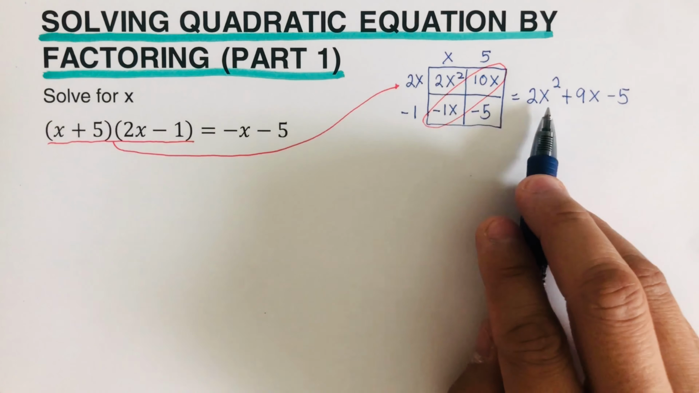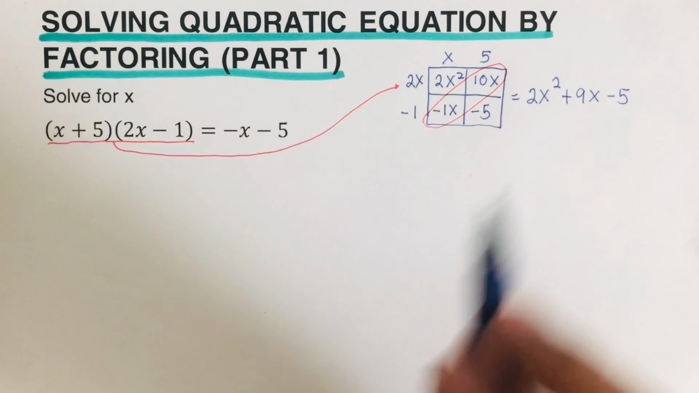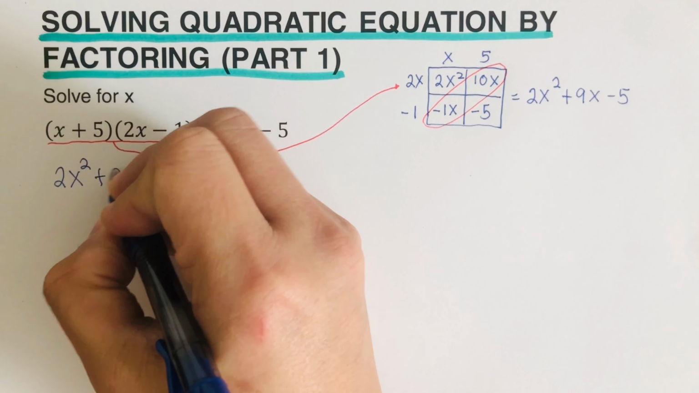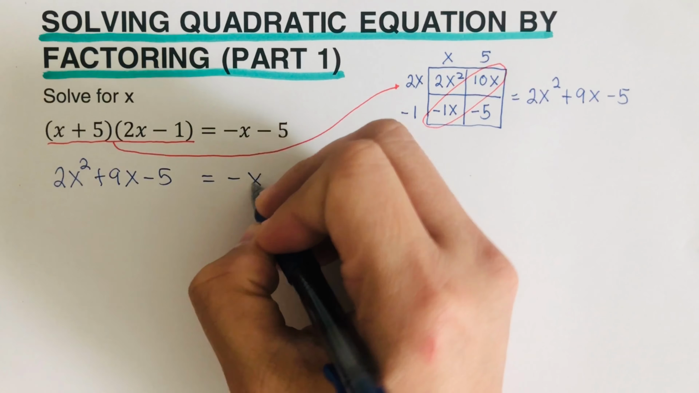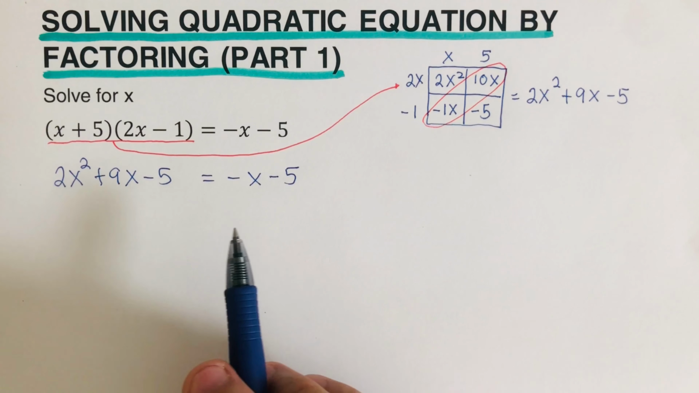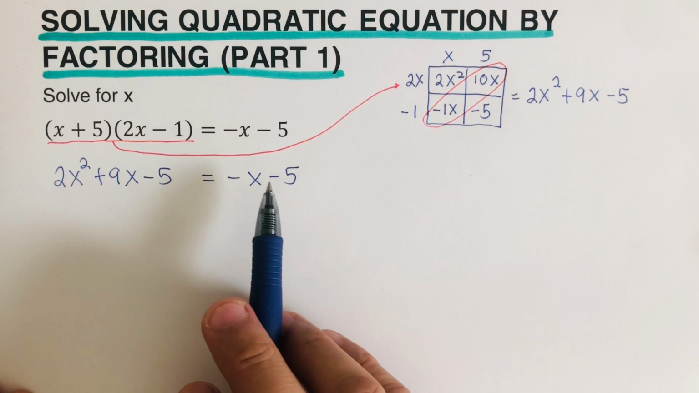So these two binomials that we have here are equal to this. So I'm going to go ahead and rewrite this. Instead of writing these binomials, I will rewrite this. So this would come out 2x squared plus 9x minus 5 equals negative x minus 5. So then we go ahead and combine like terms. It says in the first step that we're supposed to make sure that one side is equal to 0.